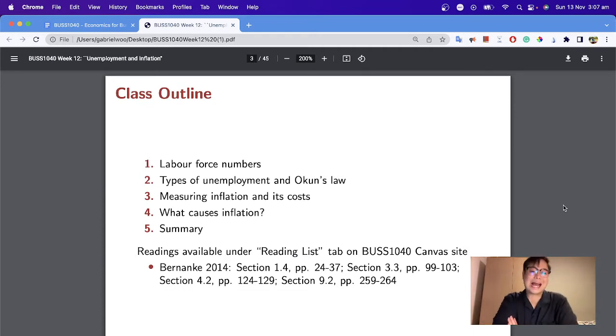Anyways, here we have a class outline, talking about what we're going to cover in today's review video. We're going to talk about labor force numbers, types of unemployment, and Okun's law, which ties in the Keynesian cross with unemployment and inflation. Then we also talk about the different types of unemployment: cyclical, structural, and frictional unemployment. There's also the natural rate of unemployment, so there's really a fluctuation between the three. Then measuring inflation and its costs, and what the causes of inflation are.